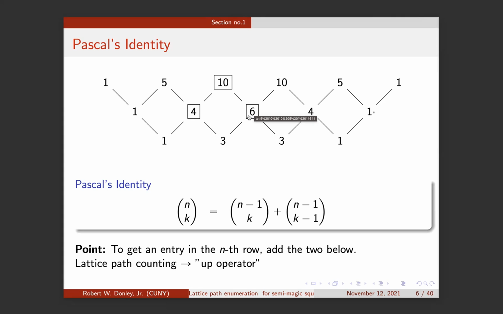Okay, and so this is going to be the motivation for what we call an up operator, or order raising operator. We want to take this process and mechanize it, and we'll just look at it in the case of rectangular grids, although it applies to a lot of other things.